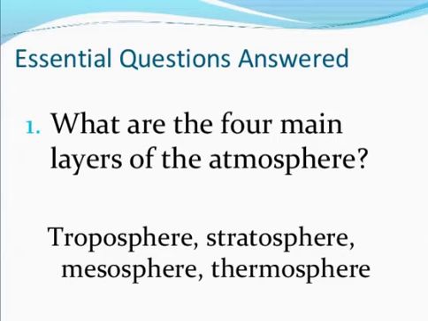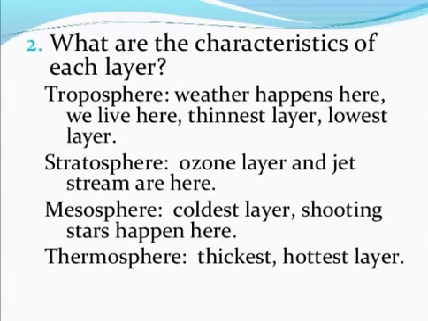Essential questions answered. On the second slide you may have seen this question: what are the 4 main layers of the atmosphere? Here are the answers: troposphere, stratosphere, mesosphere, and thermosphere. What are the characteristics of each layer? Troposphere: weather happens here, we live here, it's the thinnest layer and the lowest layer. Stratosphere: the ozone layer and jet stream are here. Mesosphere: the coldest layer, where shooting stars happen.